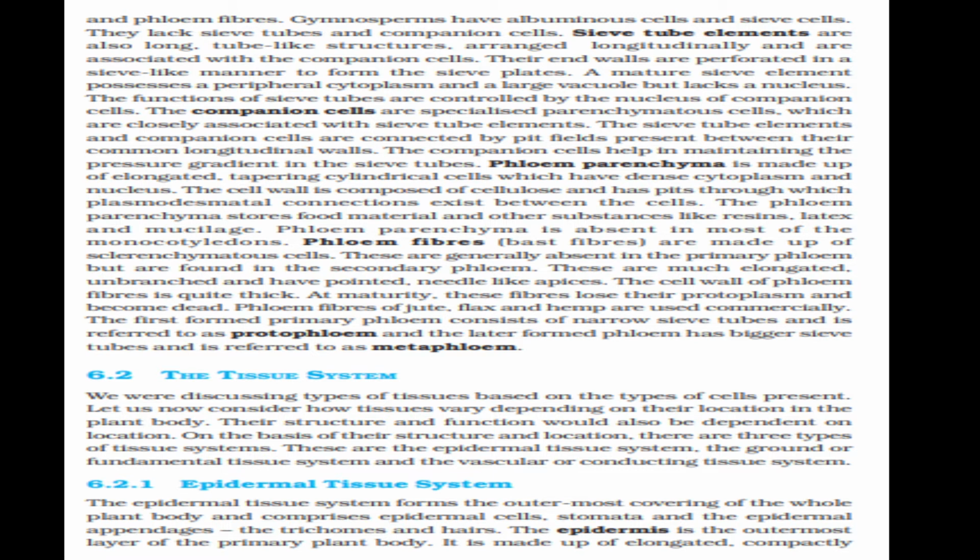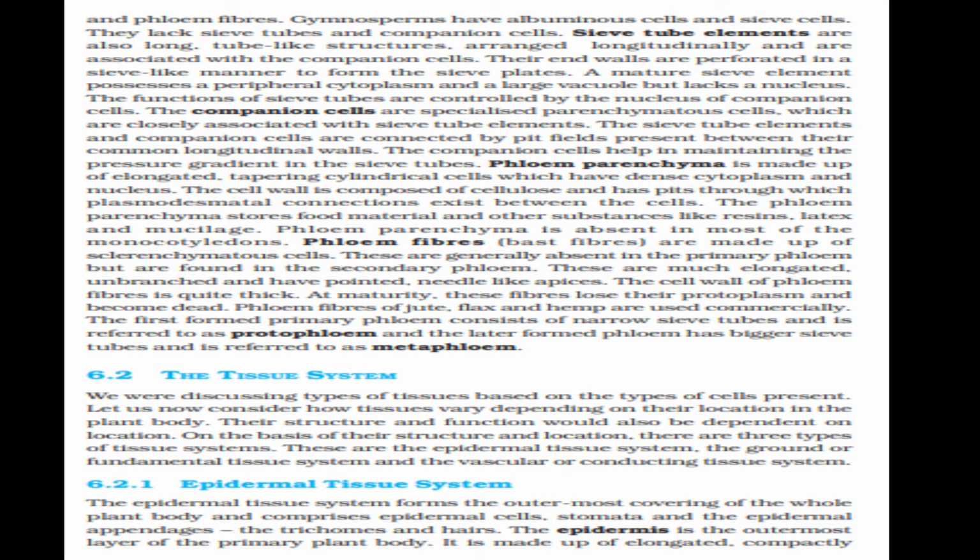Phloem parenchyma is made up of elongated tapering cylindrical cells which have dense cytoplasm and nucleus. The cell wall is composed of cellulose, and has pits through which plasmodesmatal connections exist between the cells. The phloem parenchyma stores food material and other substances like resins, latex and mucilage. Phloem parenchyma is absent in most of the monocotyledons.